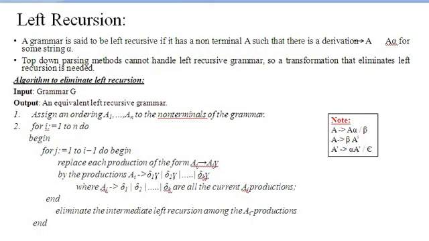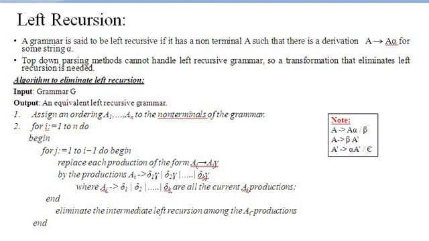Now, the algorithm for eliminating left recursion and left factoring. First, what is left recursion, what is left factoring, and why do we eliminate left recursion or factoring? Because in top-down parsing, left recursion and left factoring will not work. So first you have to eliminate either recursion or factoring available in your grammar.